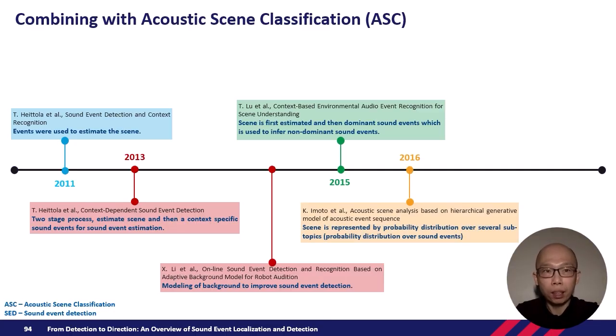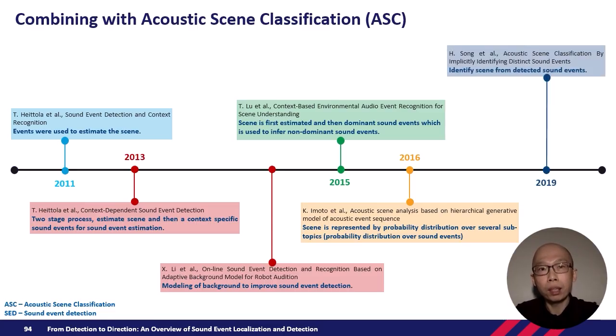In 2016, Emoto proposed to model an acoustic scene as a probabilistic mixture of acoustic subtopics. For a cooking scene, acoustic subtopics can be preparing ingredients and frying ingredients, and each subtopic is modeled by the probabilistic distribution of sound events. In 2019, Song estimated a scene by recognizing distinctive sound events that constitute the scene. Each audio sample is represented as a bag of instants, where each instant is a high-level representation of a sound event within a scene. Fun fact, a lot of research work on cattle sound event detection was also proposed in 2019.